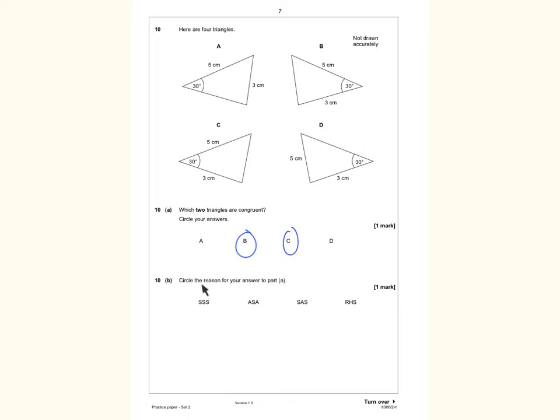Question B says, circle the reason for your answer to part A. We should be familiar with these. When we learn about congruent triangles, these are some rules that we can use to say that triangles are congruent. In this case, we've got a side and then an angle and then a side. Same thing here, side, angle and side. So side, angle, side is this one here.